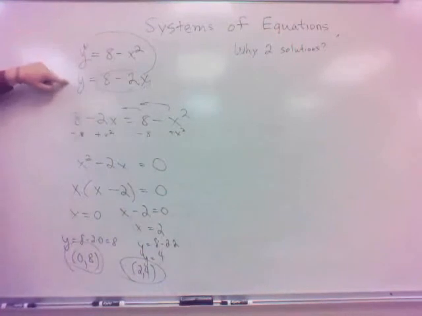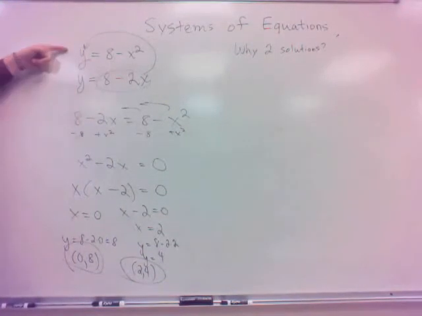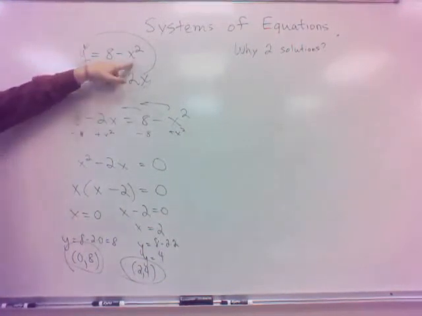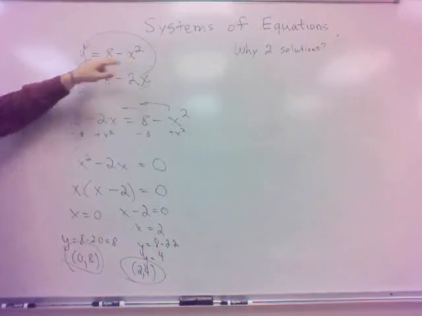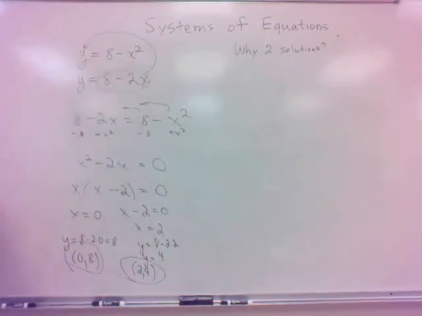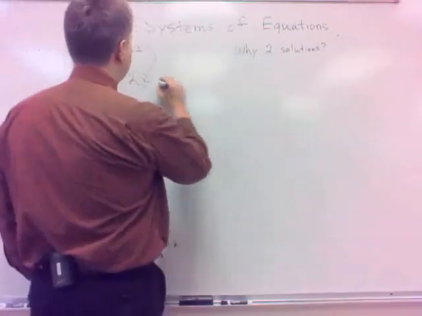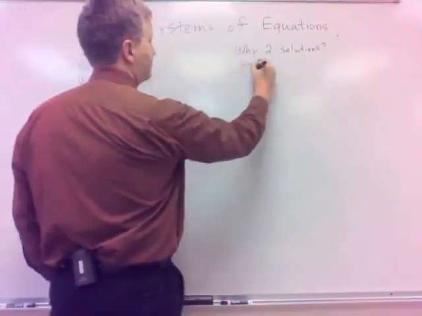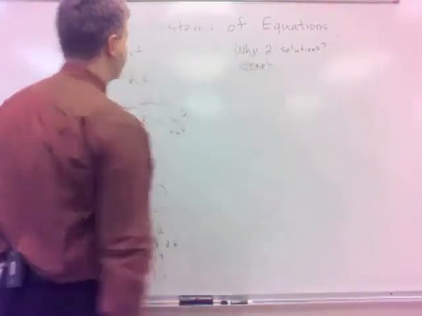Well, this one's a line. What about this one? That's a parabola. Yeah, I've got an x squared. That's a parabola. The y is not squared. So I've got a parabola and a line. So let's think about those. Let's graph them and see.